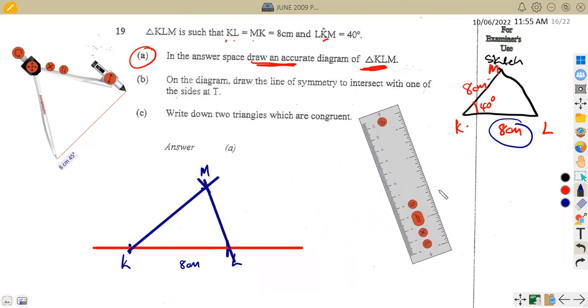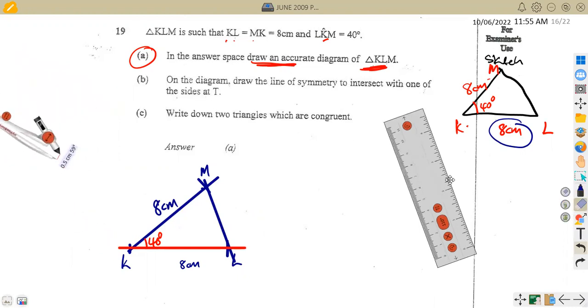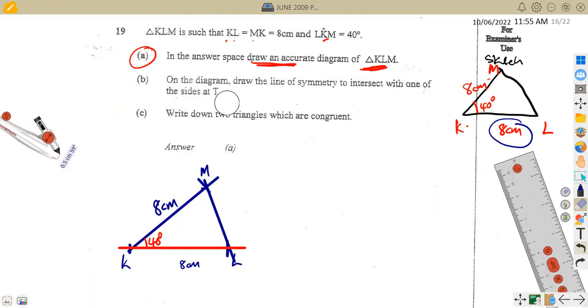So that is our diagram, and this will be 40 degrees here, and this will be 8 centimeters. Remember, I told you this is also 8 centimeters. So that was it for this one. I don't know if it was clear, but that's what we just needed. And the other part of the question now, we are asked on the same diagram that we have, draw the line of symmetry to intersect with one of the sides at T.